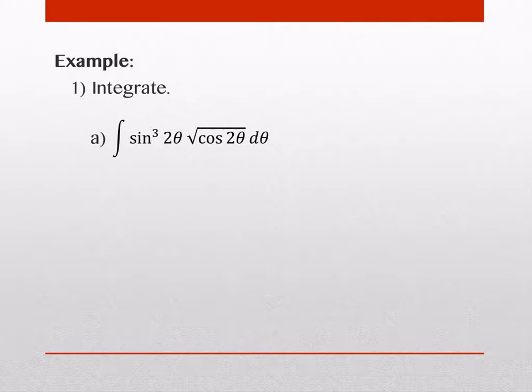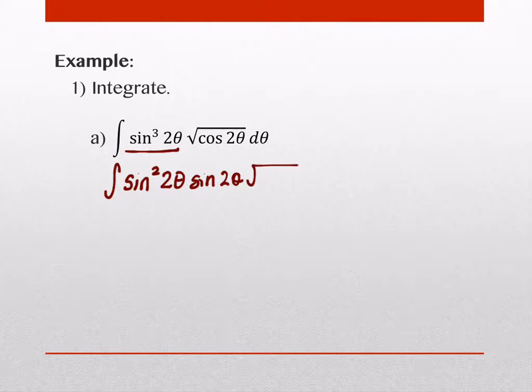So what we're going to do is we're going to save one of these, and we're not going to manipulate it. All right, so we have sine cubed, and I want to leave one of the sines there, so I'll just rewrite them separated first. So I have a sine squared of 2 theta, and then I have a sine of 2 theta, and I have the square root of the cosine of 2 theta, d theta. So saving one of them means we're separating it, and I'm not going to change this piece. It's going to stay sine 2 theta.